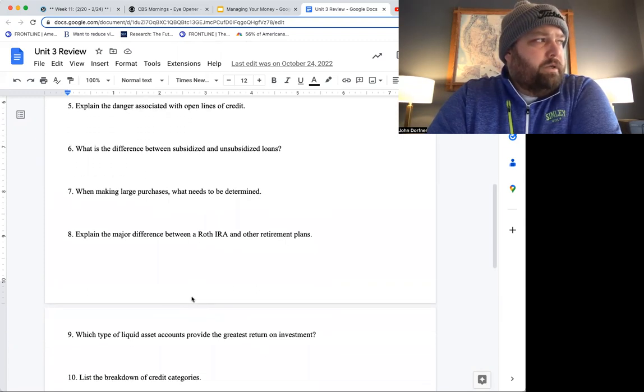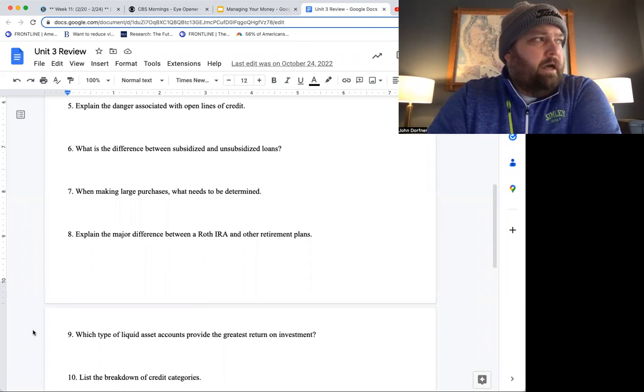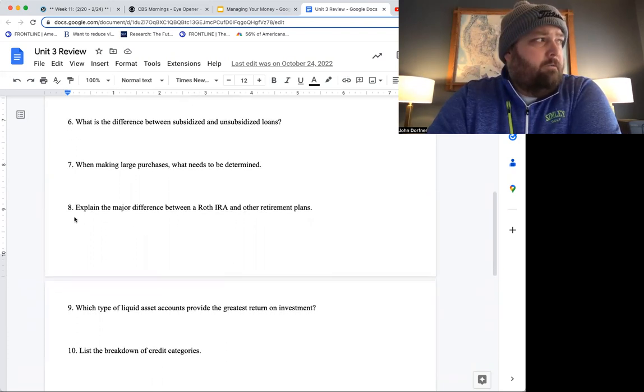The danger associated with open lines of credit: it's not specific, it's not organized. You can buy when you want, you can pay when you want, and obviously that is dangerous. If you are paying when you want, then you are going to get hammered with interest. You're going to get hammered with compound interest. Unlike a consumer loan or other lines of credit where you have a specified payment plan, where you know what the principal payment is, what the interest payment is, and then there is a specified end date in which that debt is resolved.